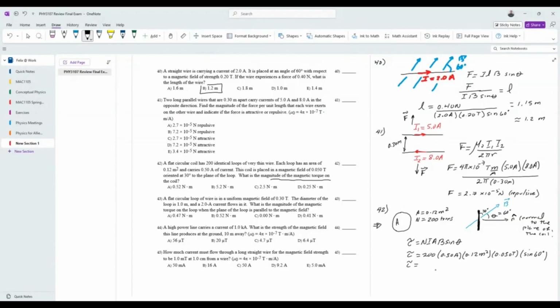So when you calculate the torque with all these values, you will have that the torque would be 0.52 newton meters. So the torque would be 0.52 newton meters. This would be the torque in this case.